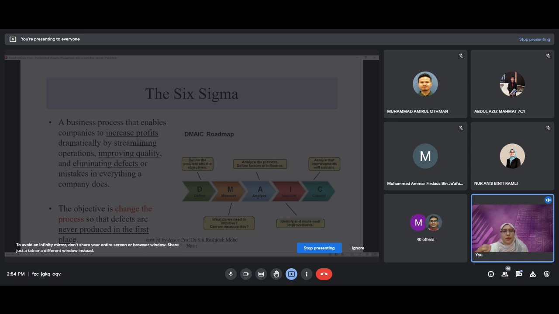Define means defining the problem involved and the objective. Then measure: how can you measure the improvement? Then you analyze the process, what defines the factors of influence, and improve the process. And control means how you can sustain the process so that the product can achieve the quality.